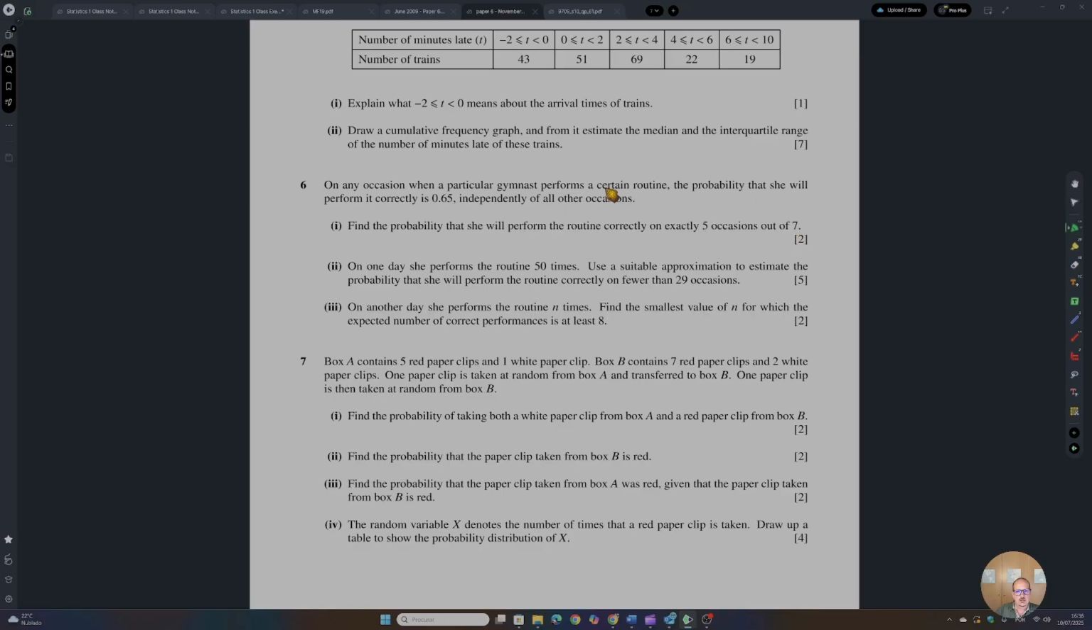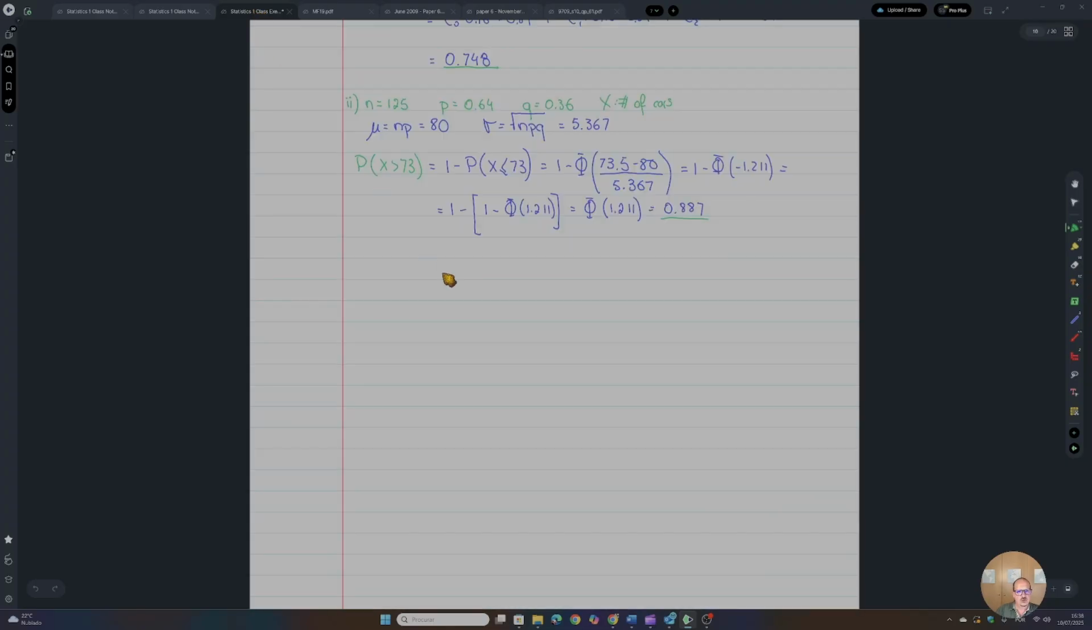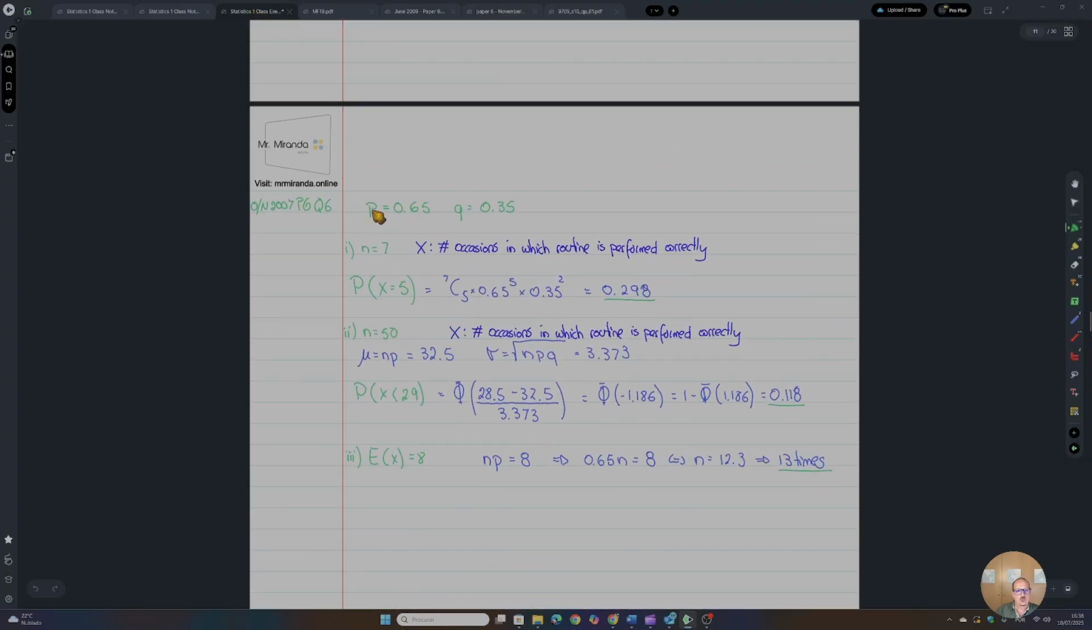This is obviously modeled by a binomial distribution in which p is 0.65, q is 0.35, x is the number of occasions in which the routine is performed correctly, and n is 7. If you want the number of occasions to be exactly 5, this is given by the formula that you know for a long time. Just plug all of this in the calculator and you have the corresponding probability.